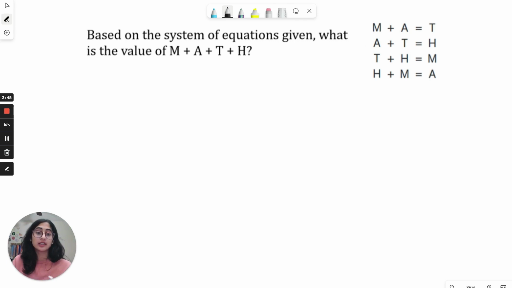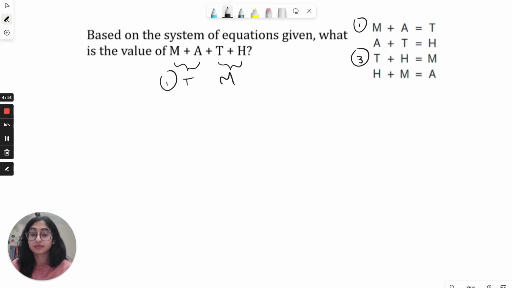Just looking at this, another way I can think of is, well, we know that m plus a is equal to t from the first equation, right? And we know that t plus h is equal to m from the third equation. So we have that m plus a plus t plus h equals t plus m, which means we can cancel out the m on both sides, cancel out the t on both sides. a plus h is equal to 0.